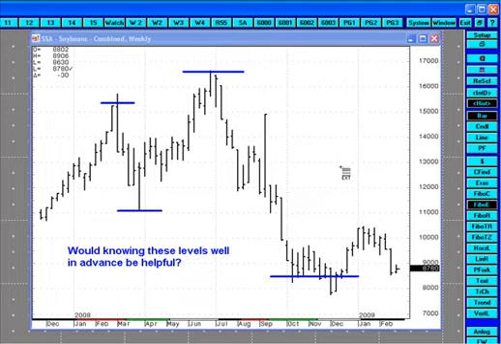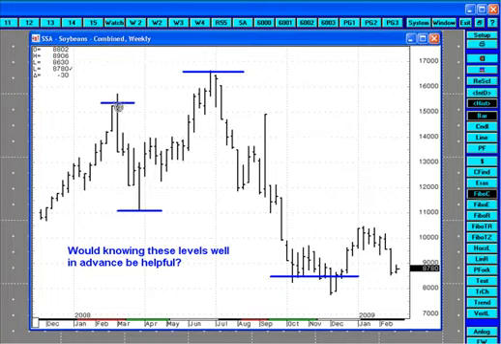Would knowing these price levels well in advance actually be helpful to you as a trader, as a farmer, or as a speculator? These are the levels that can be identified with the technique, and I think they are very valuable. Here was a resistance level that was identified utilizing the technique. Here was a support level, another resistance level, and as we came into the end of the year, certainly a floor a little bit above $8 a bushel here in soybeans.